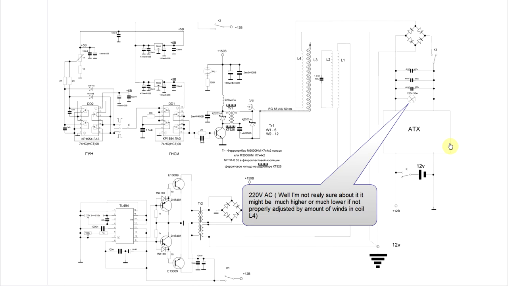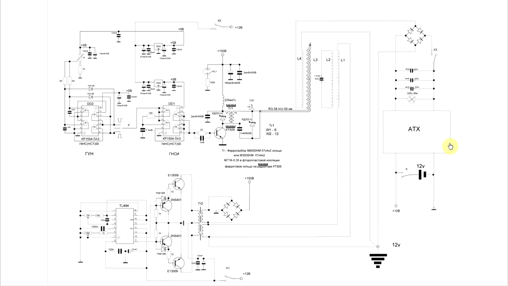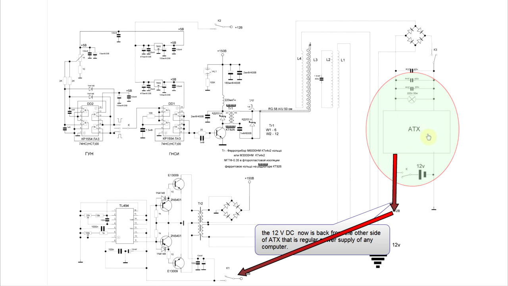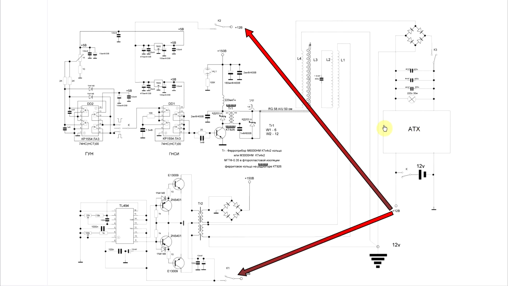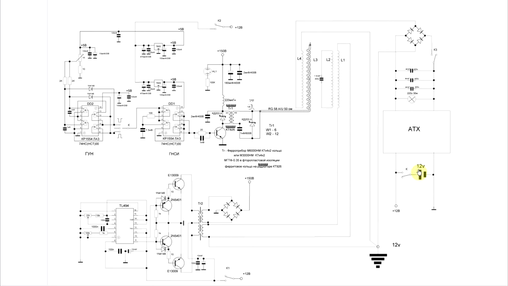And now, since we have approximately 220 volts on the light bulb, we have 220 volts on the input of the ATX, which is the regular power supply from the computer, and by that it is being transformed and rectified to the 12 volt DC on the other side of the ATX. So now we have our 12 volts from the other side of the regular computer power supply that will be used to power back our pulse forming blocks. Our switch K and the battery will remain unused all the time.